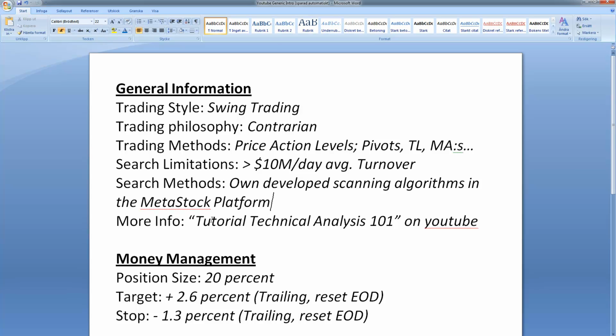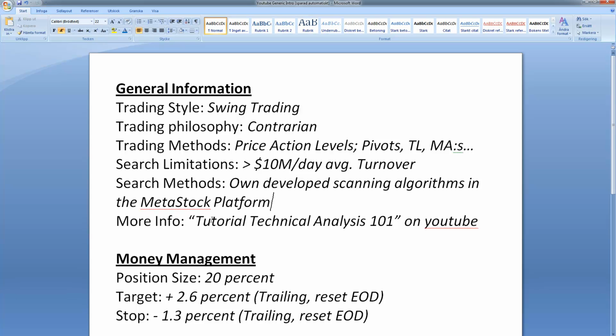I also pick up my levels from the algorithm that I built myself. I built them in the Metastock platform. If you want to know more about the philosophy and psychology behind technical analysis that I am using, please watch my tutorial video on YouTube, this channel.